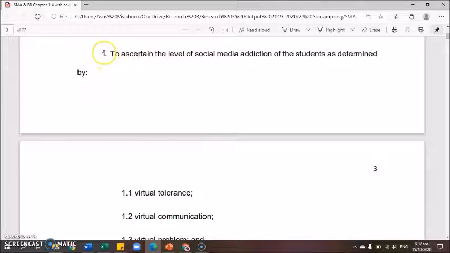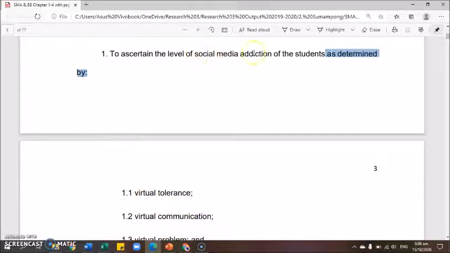Okay. So, yung number 1 objective, to ascertain, itong word na ascertain, parang determine, para malaman. Okay. So, for these words, I encourage you to use different words, okay, kasi para mabawasan yung monotony, yung parang paulit-ulit lang yung mga words na ginagamit. So, pwede nyo gamitin to ascertain, to determine, to describe. So, pwede nyo salit-salitin yung mga words na yun na gamitin. Okay. To ascertain the level of social media addiction of the students as determined by. Okay? So, itong word na as determined by, ibig sabihin you are introducing now the indicators of your first variable.